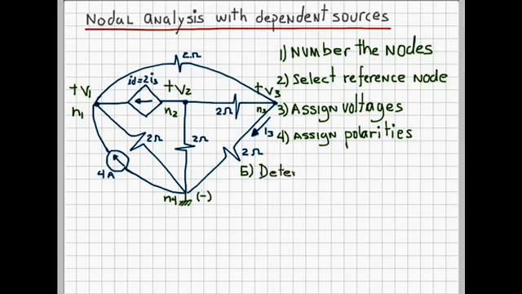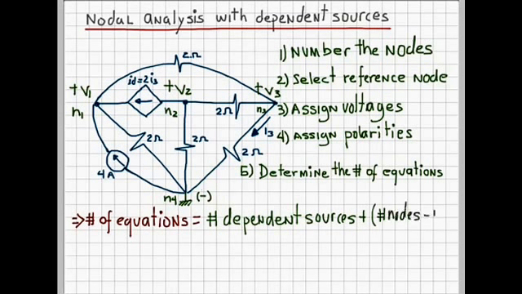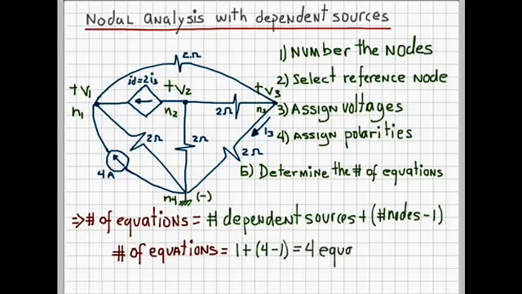Then we need to determine how many equations we need to solve for the system, and we're going to use our equation that the number of equations is equal to the number of dependent sources in the circuit plus the number of nodes minus 1. So we know that we only have one dependent source and we have 4 nodes, so the number of equations is equal to 1 plus 4 minus 1, and that's going to be equal to 4 equations that we need to solve this circuit.